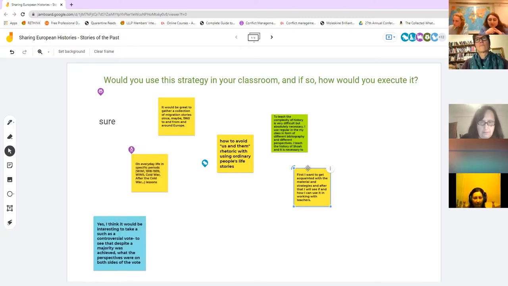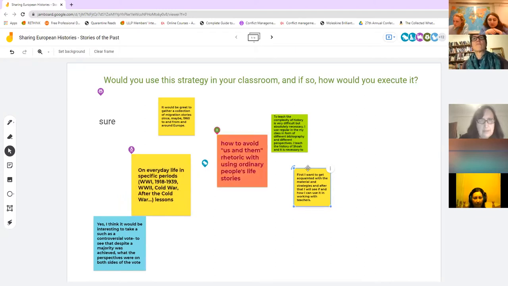Yes, I think it would be interesting to take such a controversial vote to see that despite the majority being achieved, the perspectives were on both sides of the vote.